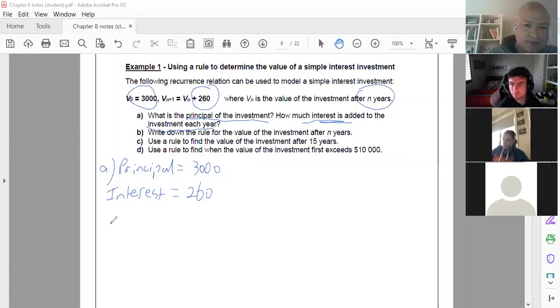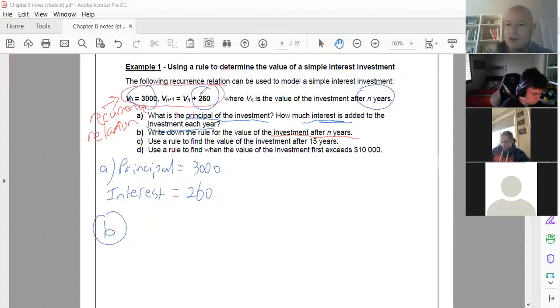Part B. I'll do part B down here. It says, write down the rule for the value of the investment after n years. Can you see that there is no words that says write down the recurrence relation? This is the recurrence relation. All that. Okay, that's my recurrence relation. But part B wants the rule in terms of n.